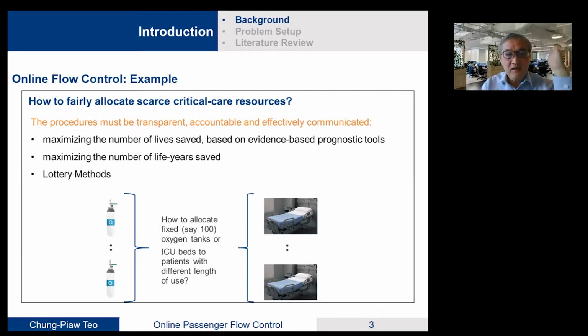If you look at this kind of allocation problem, in a nutshell, it is a flow control problem, because at any point in time, you have a set of oxygen tanks or ICU beds available. You also have a set of demands waiting in the system to receive some of these resources. And the challenge in the online setting is to determine the allocation, taking into account the demand arrivals coming in the future, the usage rate of the patients who are currently on the oxygen tank, and so on and so forth. So it's again a fairly complex stochastic dynamic problem, and essentially a multi-objective one.